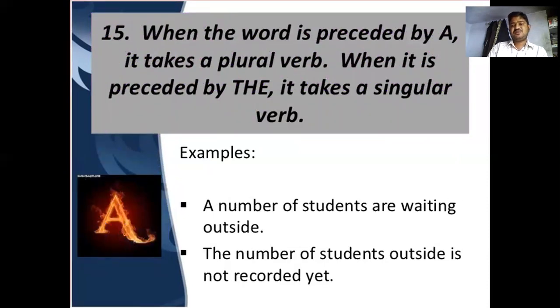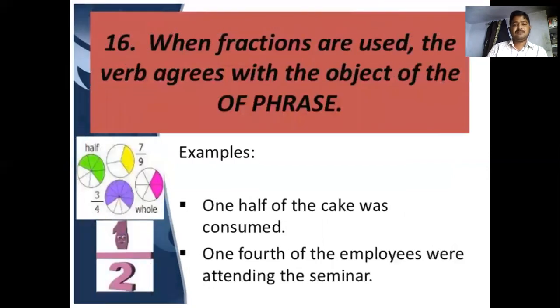When the word number is preceded by "a," it takes a plural verb. When it is preceded by "the," it takes a singular verb. A number of students are waiting outside. The number of students outside is not recorded yet. The first one represents plurality and the second one represents singularity. "A" and "the" make the difference.